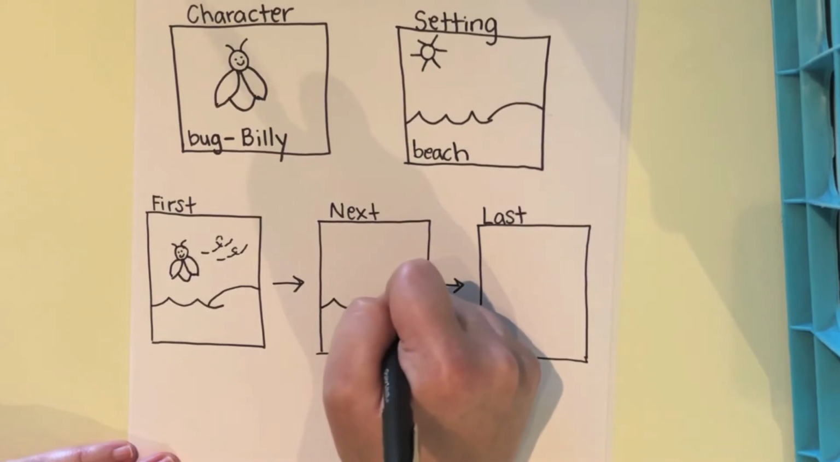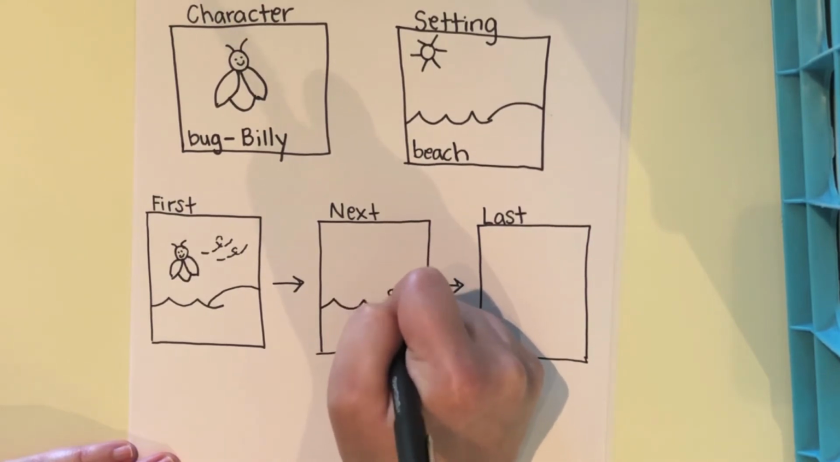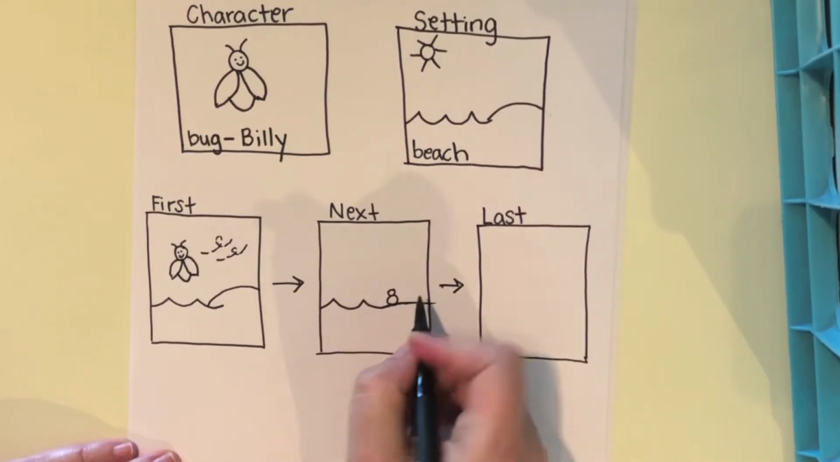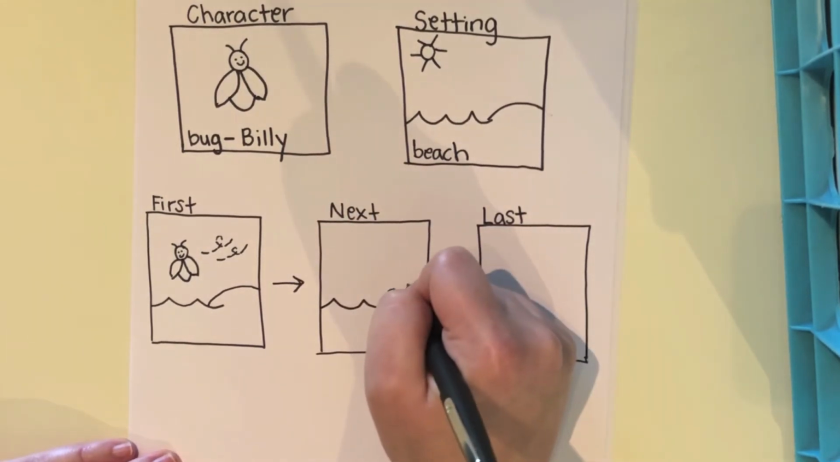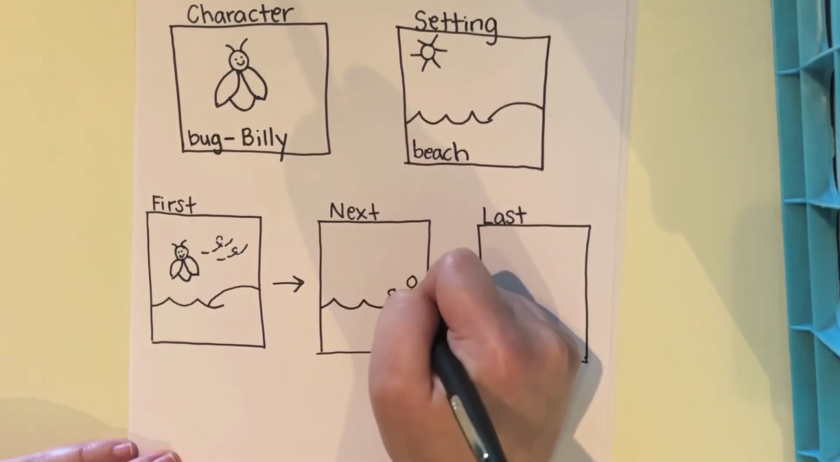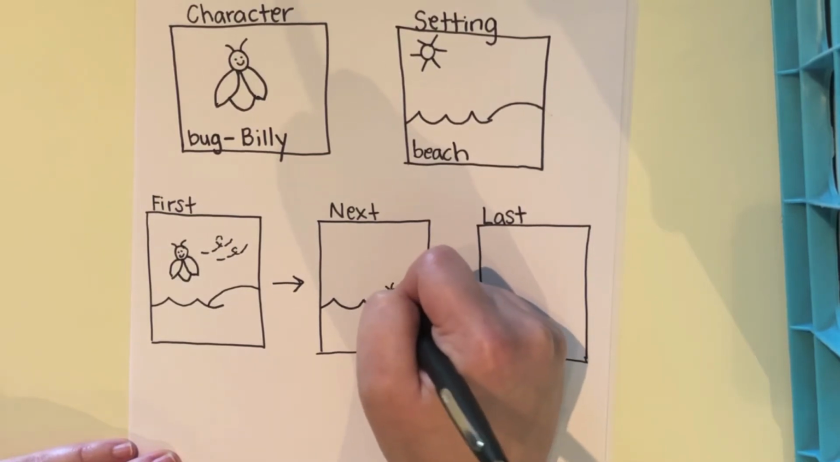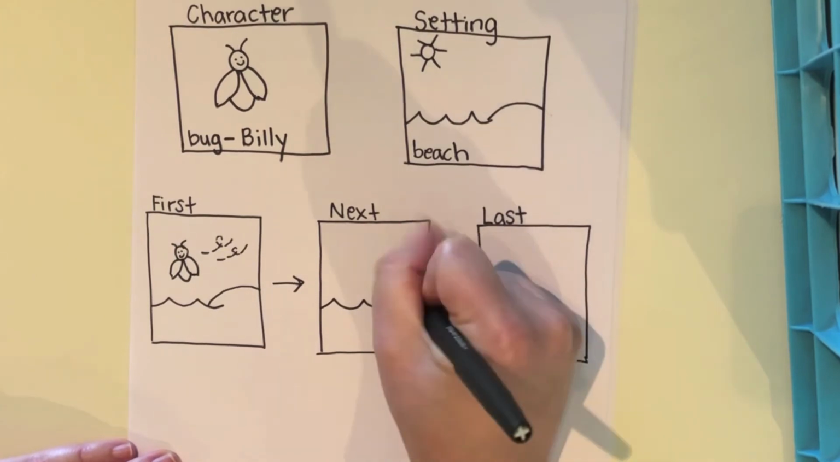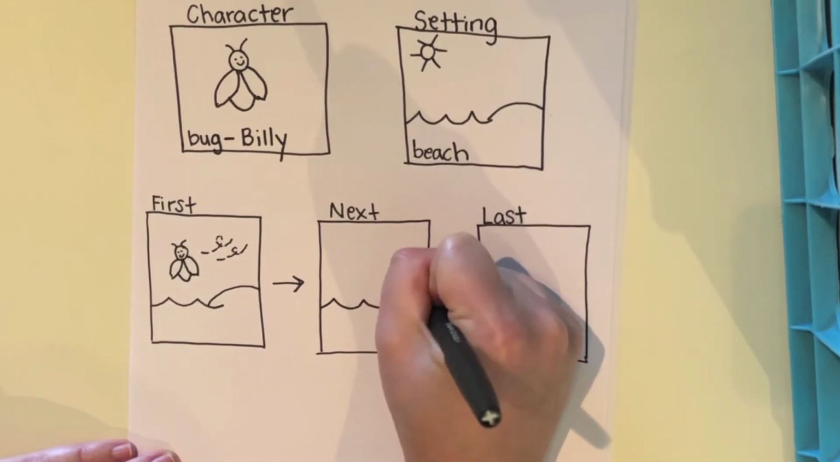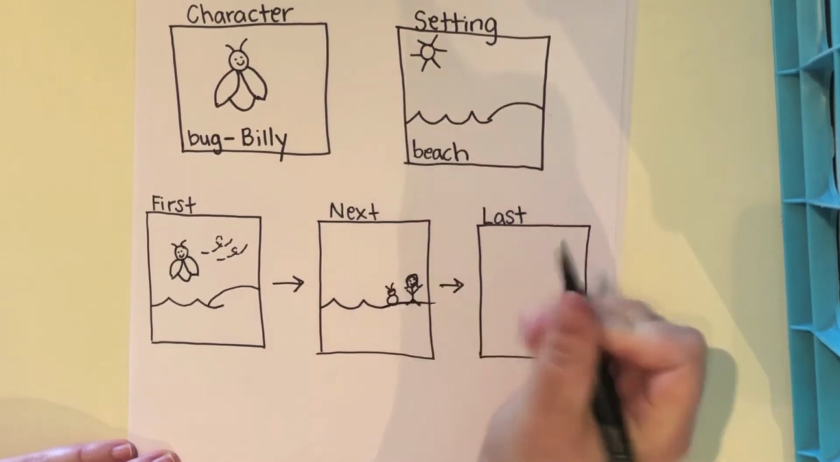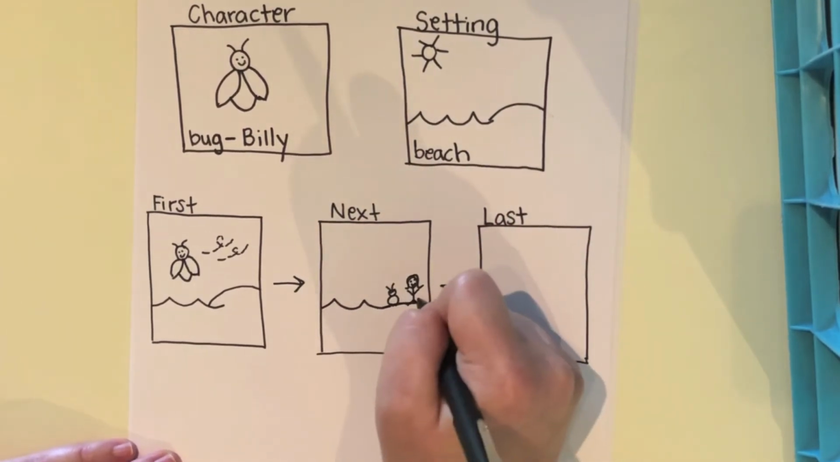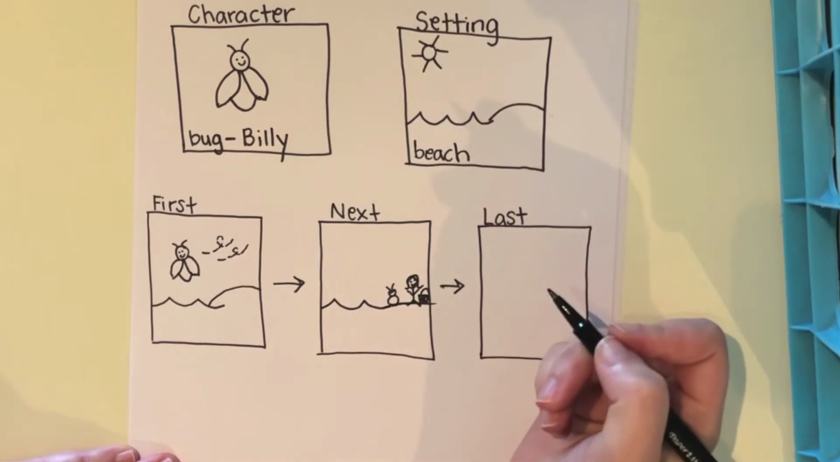So, in order to find some friends, Billy flies onto the sand of the beach and he finds some people. These people are really small compared to Billy. Bugs aren't normally that big, but that's okay. We don't have to be professional artists right now. Billy finds some people that are having a picnic on the beach and really wants to join the picnic because he sees all the yummy food and is like, oh, these could be my new friends.